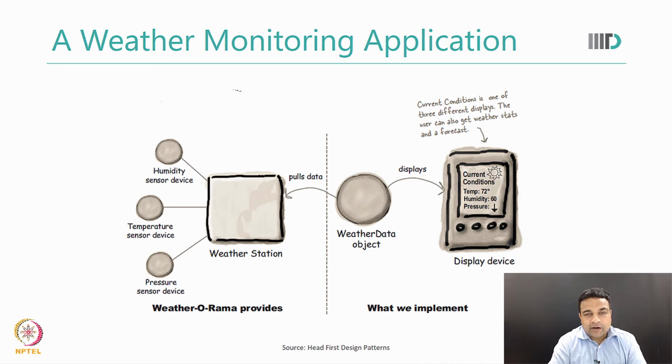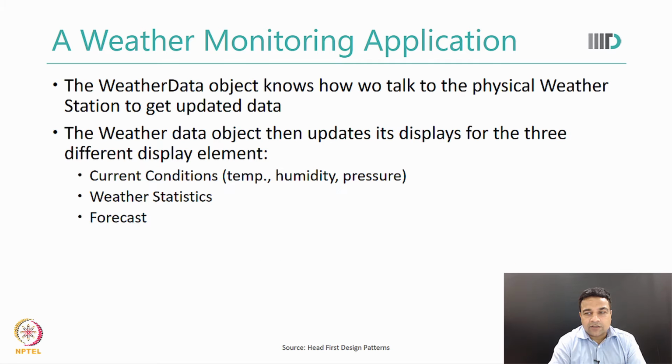Suppose we want to implement it. So how do we implement it such that whenever the weather station updates any data, the view is updated on all the display devices? That is our task. So our weather data object knows how to talk to the physical weather station to get updated data. And our weather data object then updates its displays for the three different display elements that we are currently considering.